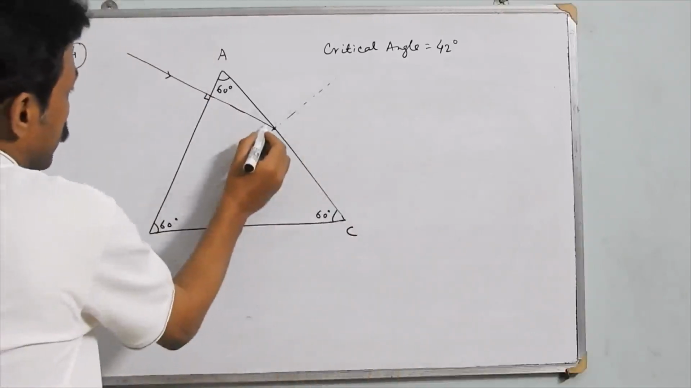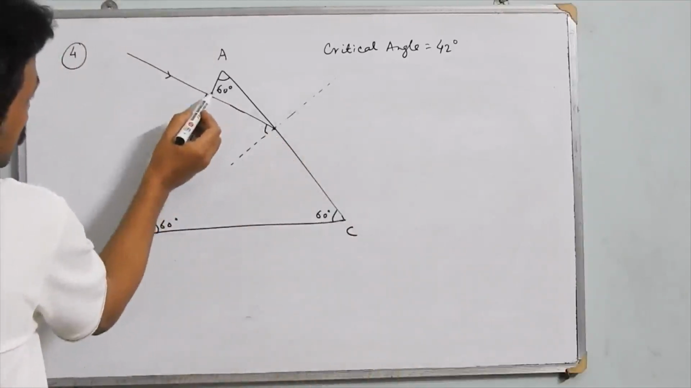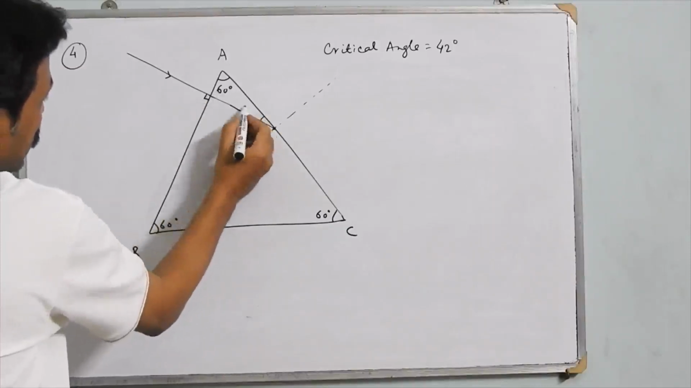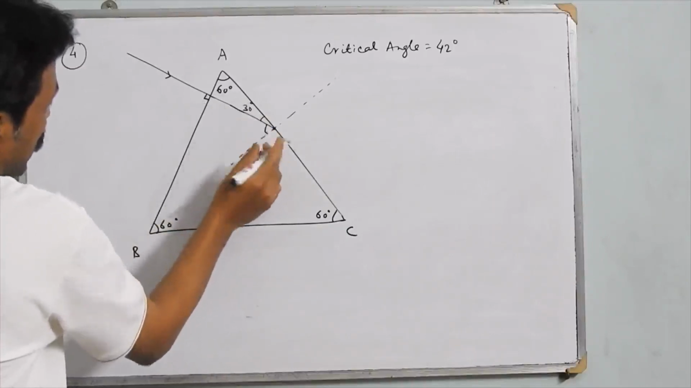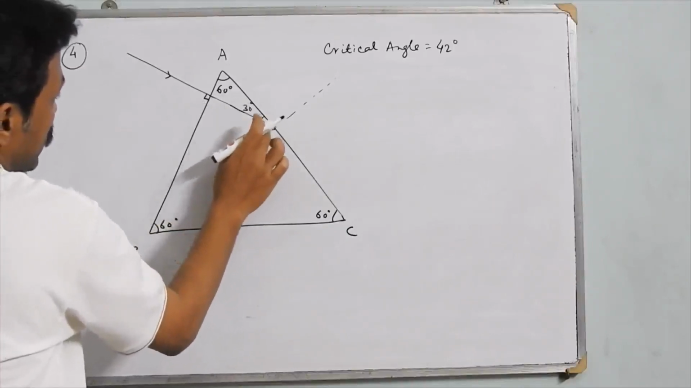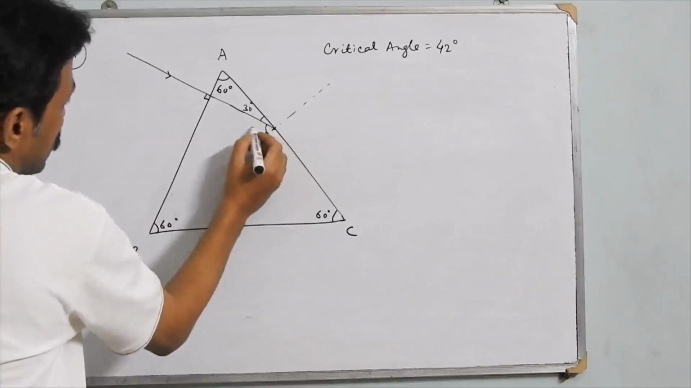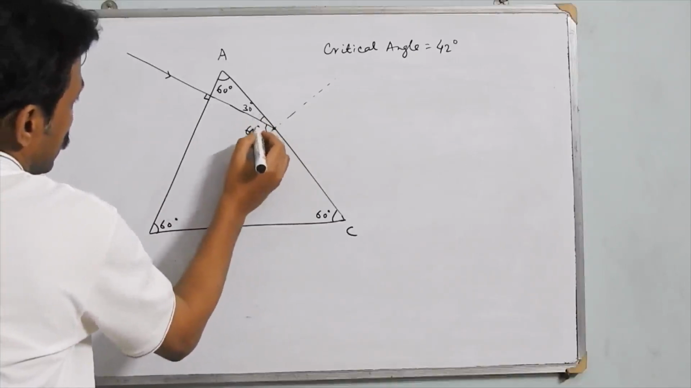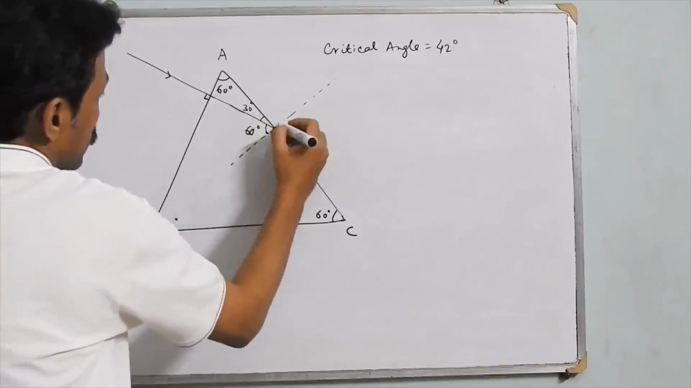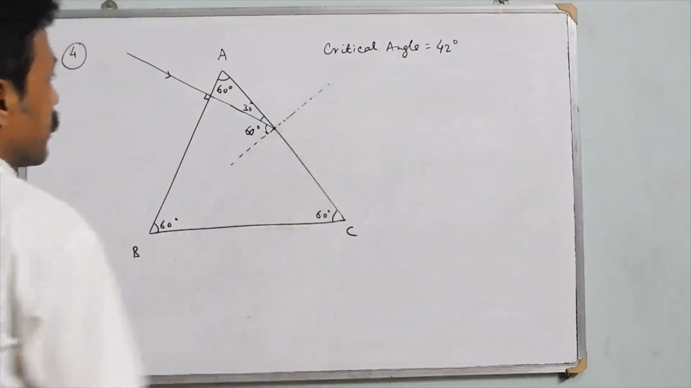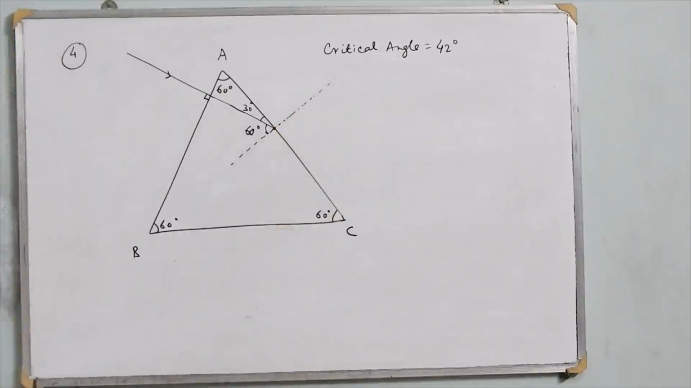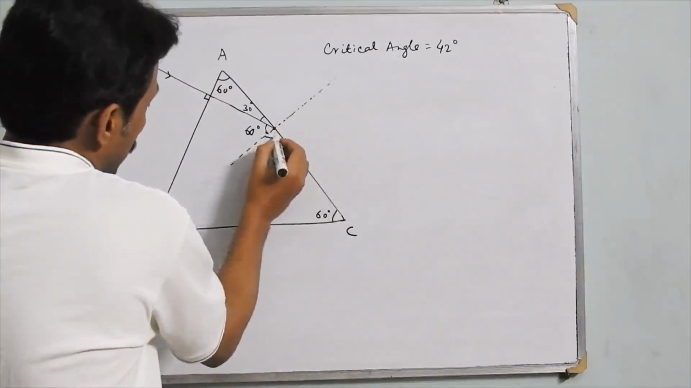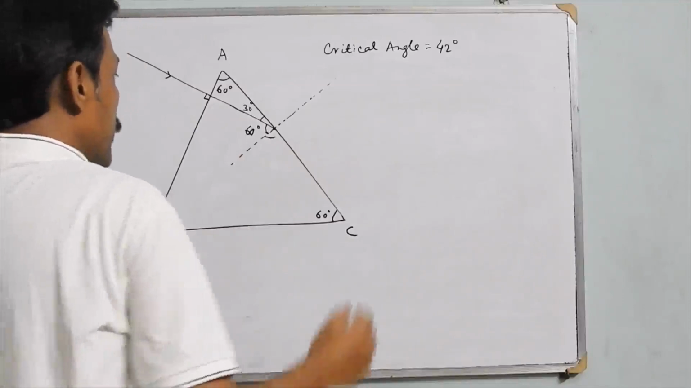Now, what will be this angle of incidence? This is 60, this is 90. 90 plus 60 is 150, so this angle is 30 degree. 90 minus 30, that is 60 degree. So this angle will be 60 degree. This angle of incidence on the surface AC is 60 degree. Now obviously 60 degree is greater than the critical angle 42 degree. So the ray will suffer total internal reflection. The reflected ray will make the same angle 60 and it will move in this manner.